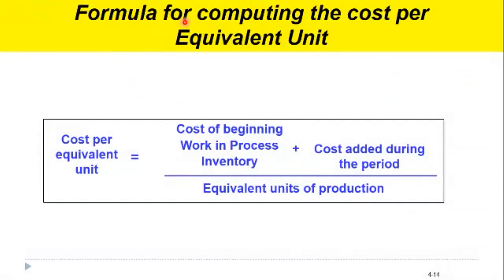Okay, the formula to get cost per equivalent unit under the average method would be the cost of the beginning work in process plus the cost added during the period divided by the equivalent units of production. So the cost of the beginning work in process plus all the raw materials, the labor, and the overhead added during the period, divided by the number of equivalent units.